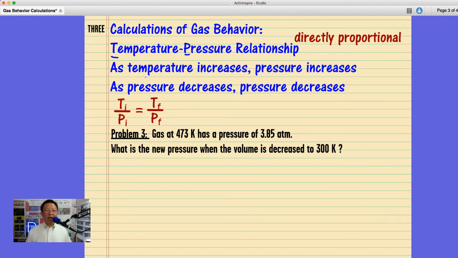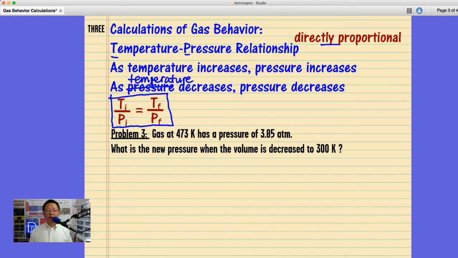And in terms of a gas, as the temperature of a gas increases, its pressure increases. And this should actually say as the temperature decreases, then the pressure decreases. In other words, this is a directly proportional relationship. And we learned in class that this is the equation that we would use for this kind of a relationship. Let's take a look at the word problem.